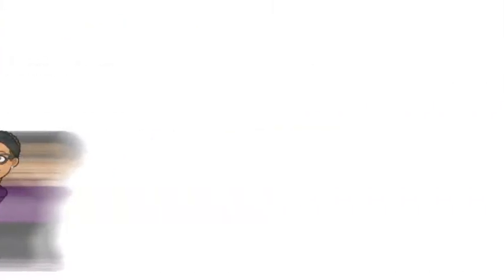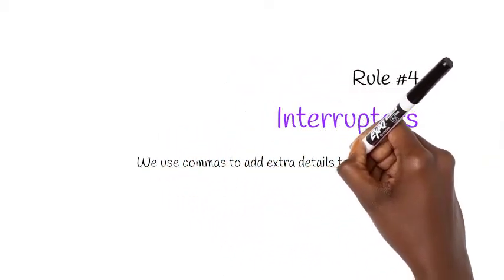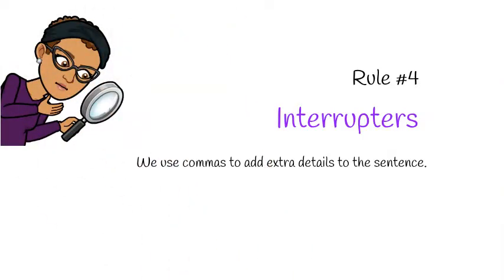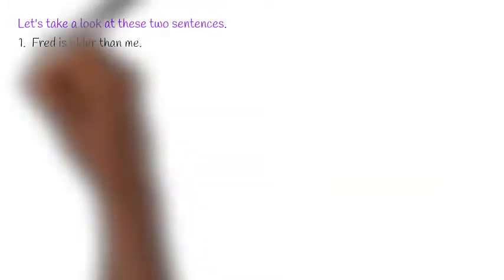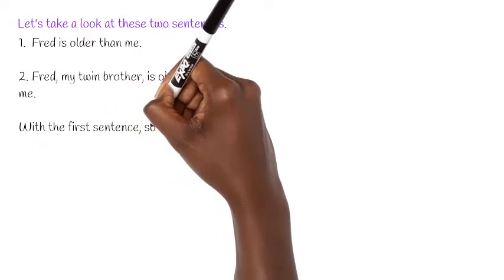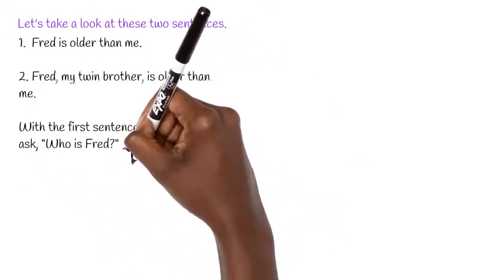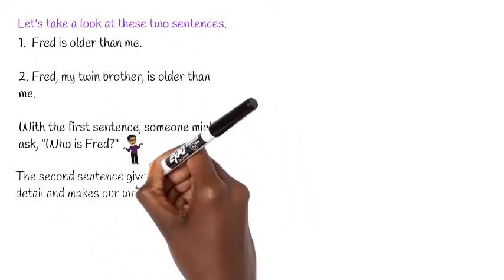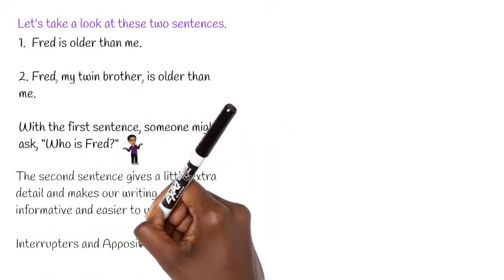Rule number 4. Interrupters. We use commas to add extra details to the sentence. Let's take a look at these 2 sentences. 1. Fred is older than me. 2. Fred, my twin brother, is older than me. With the first sentence, someone might ask, who is Fred? The second sentence gives us a little more detail and makes our writing more informative and easier to understand.